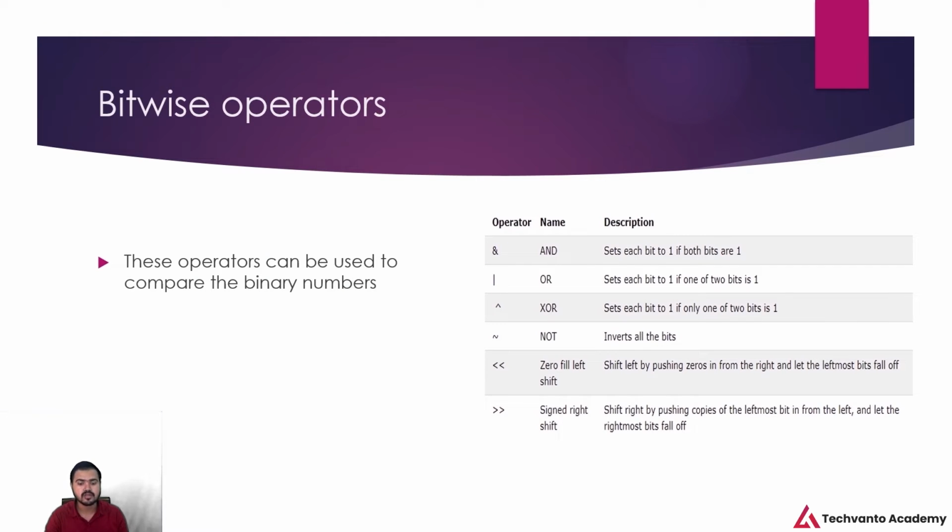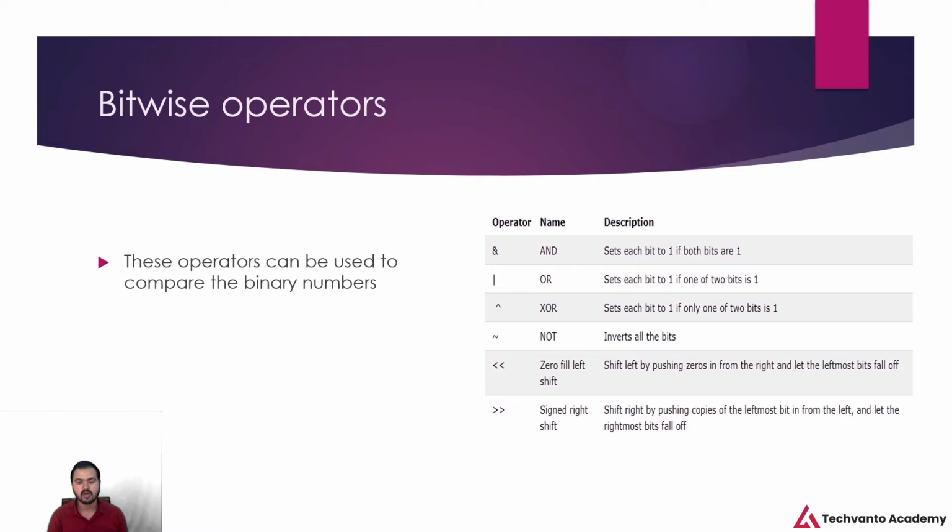Coming to the bitwise operators, these are the operators that we use to combine the binary numbers. To compare between the binary numbers, we use the bitwise operators. As you can observe in this slide, there are a few bitwise operators present over here. One is the AND operator, another is OR, another is XOR, another is NOT, another is zero-fill left shift, and the signed right shift.